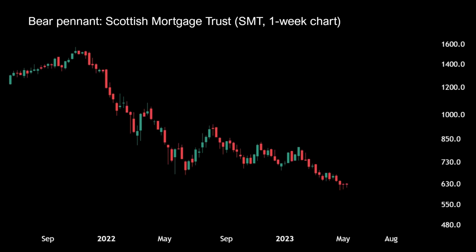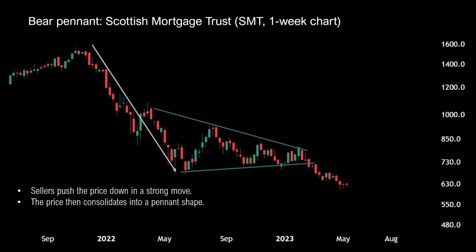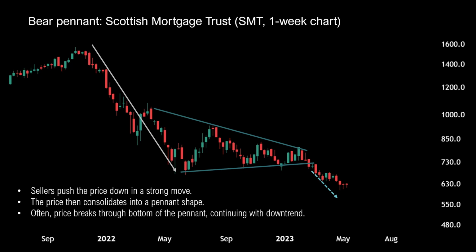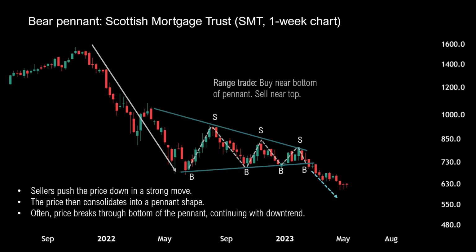Of course, pennants can be bearish too, and that's what we have here with the Scottish Mortgage Trust, that's SMT 1 week chart. First, sellers push the price down in a strong move. The price bounces but fails to turn into an uptrend, forming a pennant shape. It then breaks down and continues lower. And here's the range trade, and then the swing trade.